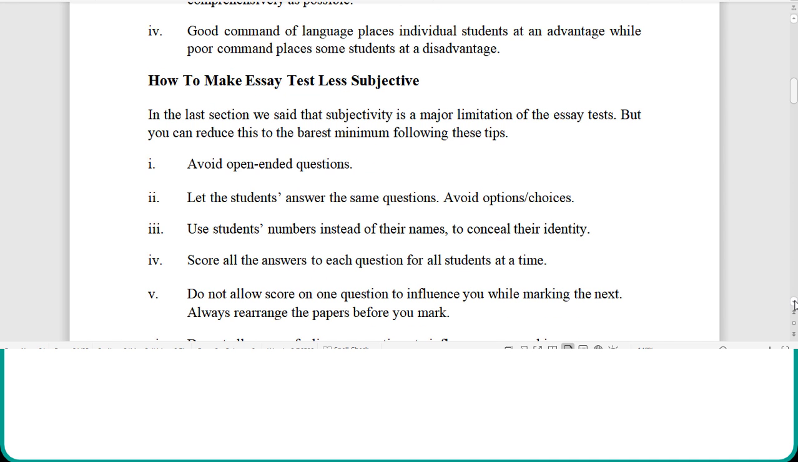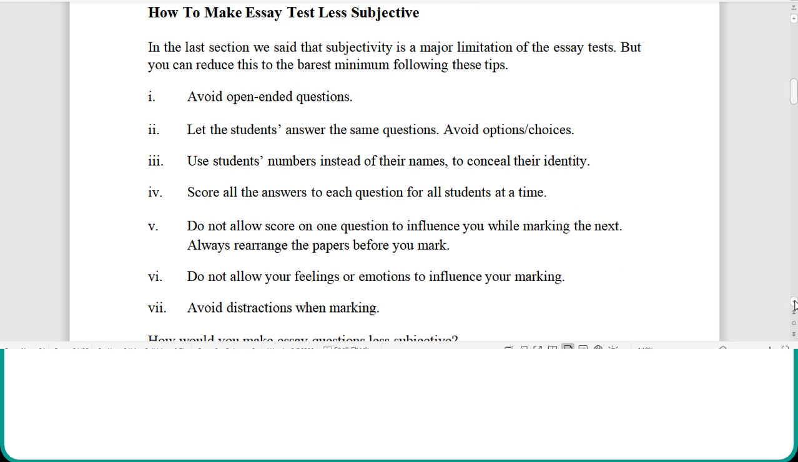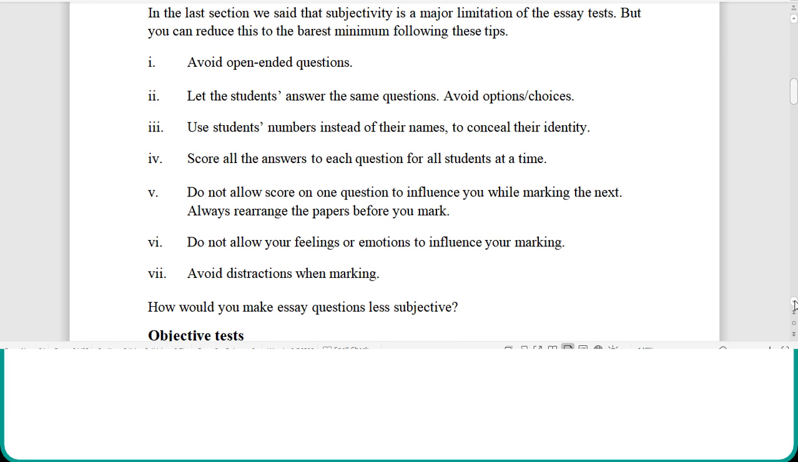So, how to make the essay type test less subjective? We said that subjectivity is a major limitation of the essay type test, but you can reduce this to the barest minimum following these tips. Number one, avoid open-ended questions. Number two, let the students answer the same questions. Avoid options or choices. Thirdly, use a student's number instead of their name to conceal their identity so that you may not know whose paper this is.